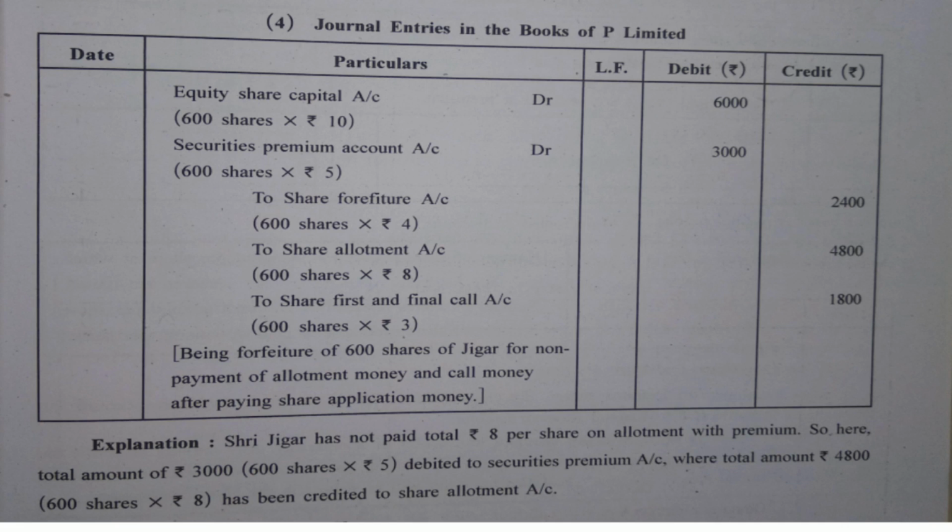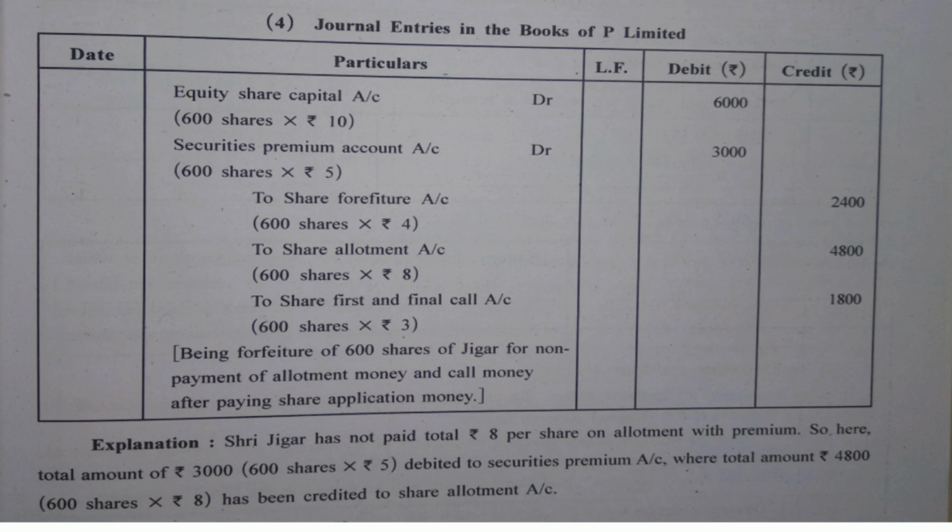Alright? So securities premium account debit on 600 shares, rupees 5 premium is not received. Yes, a share is of rupees 10 and rupees 5 for premium is not received, and this is the reason securities premium account has been debited. Alright? Further, what has the shareholder paid? Has paid only application money. So, to share forfeiture account, what do we write in this? The amount paid by the shareholder, the amount received by the company.